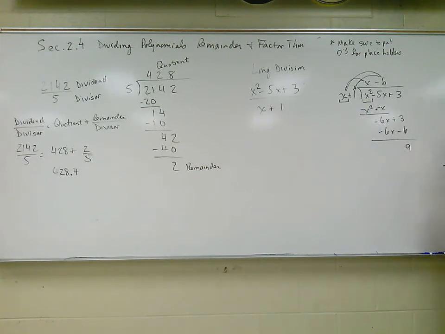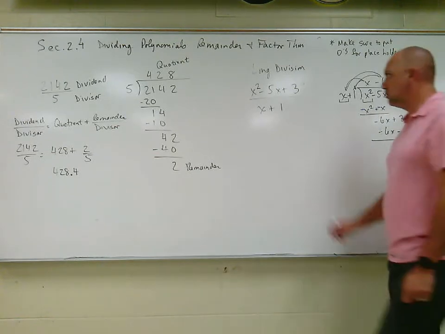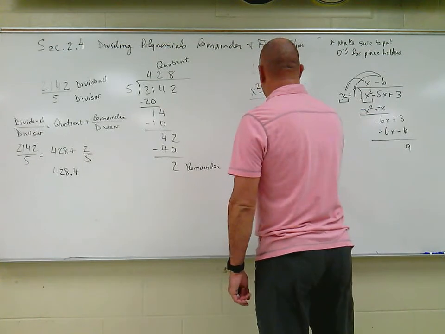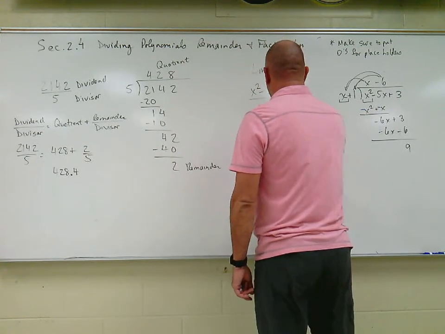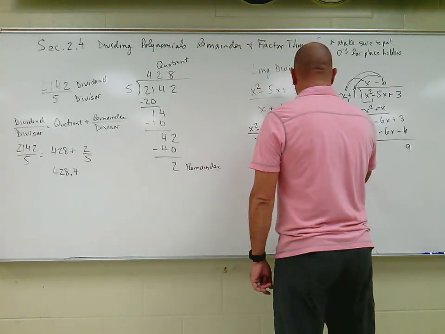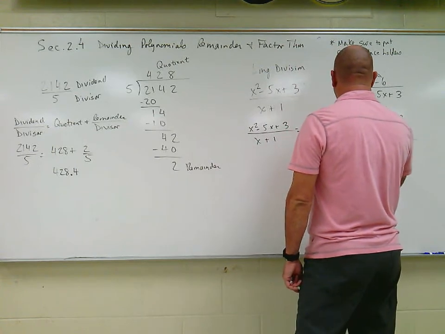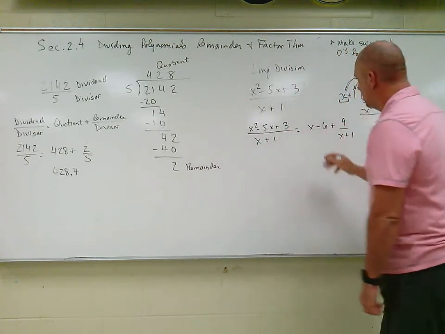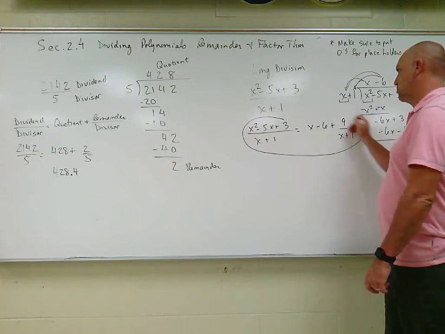And we stop, okay? What is this called? What's this called? Quotient. How do you write your answer? That's exactly right. So we know that x squared minus 5x plus 3 over x plus 1 equals x minus 6 plus 9 over x plus 1. And there's your answer. That's how you write your answer. Okay?